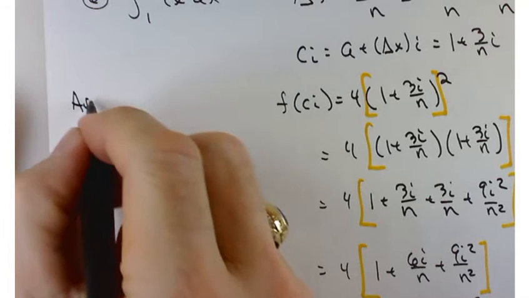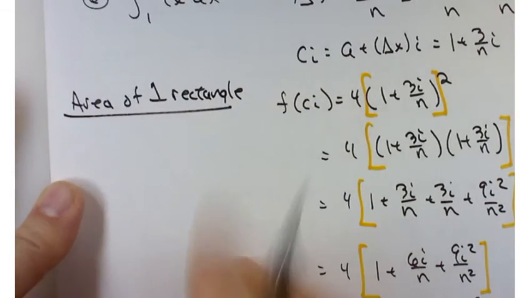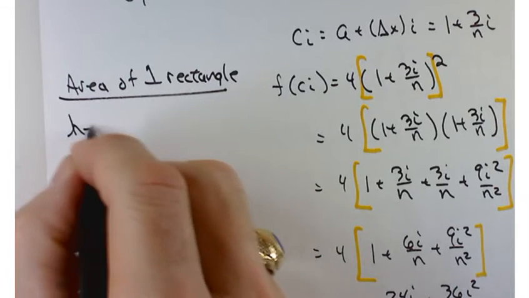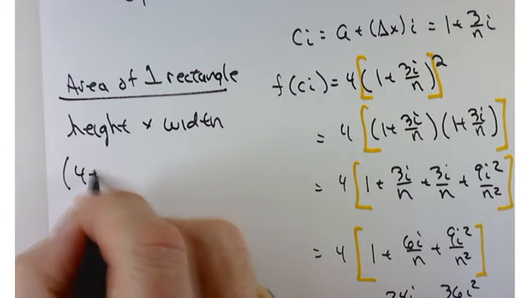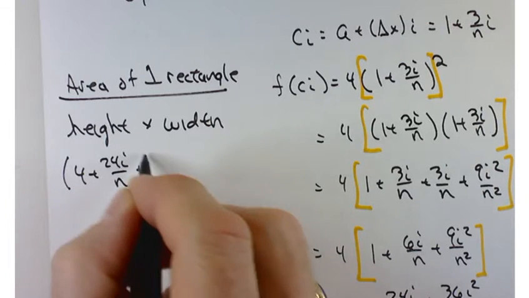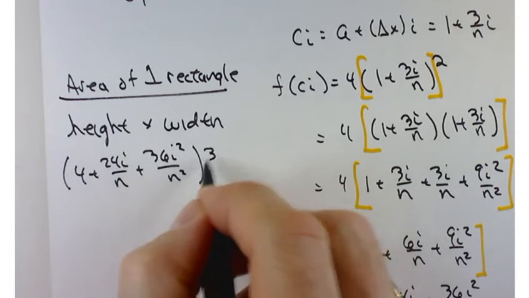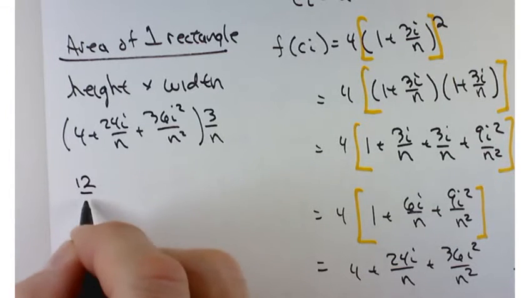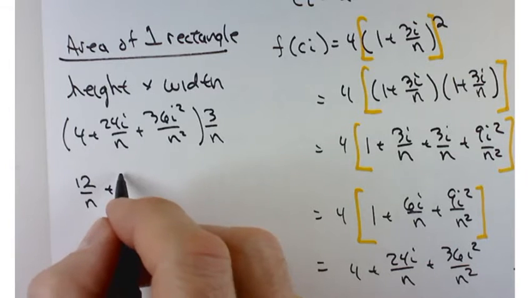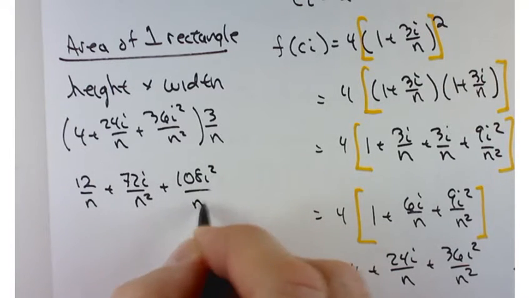So let's find the area of one rectangle. Area of one rectangle is going to be the height times the width. Let me pull those two expressions together. It's going to be 4 plus 24i over n plus 36i squared over n squared times 3 over n. And we'll simplify that product. Basically, we're just going to distribute the 3 over n. 12 over n plus 72i over n squared plus 108i squared over n cubed.